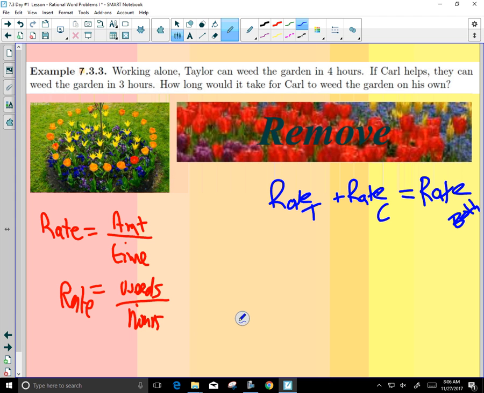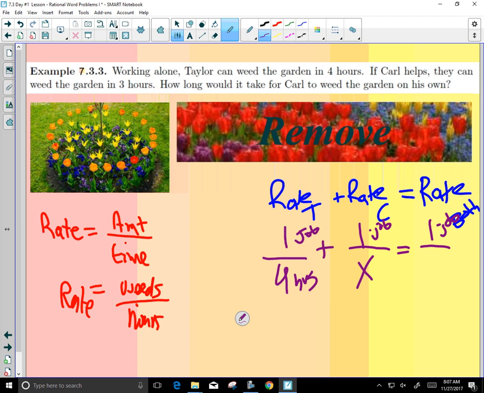So write that formula down. This is the key to making this work. So you're good with algebra. You'll be fine with that. It's just this idea that rate plus rate equals rate is what confuses people. So now when we look at Taylor, how long did it take her to do the one job? 4 hours. Yep. How long did it take Carl to do the one job? Don't know. How long did it take both of them to do the one job? 3.